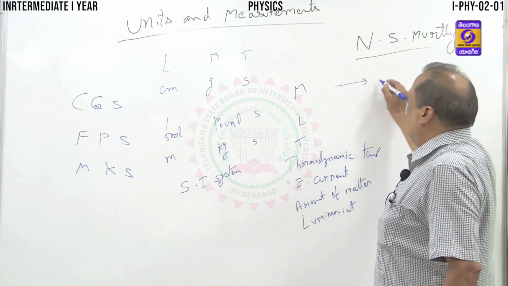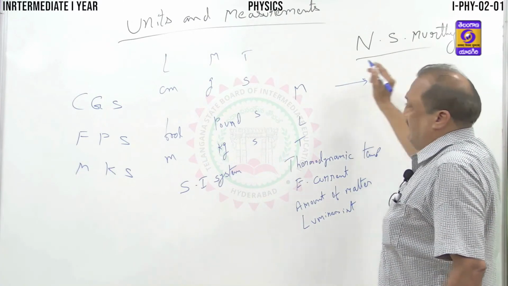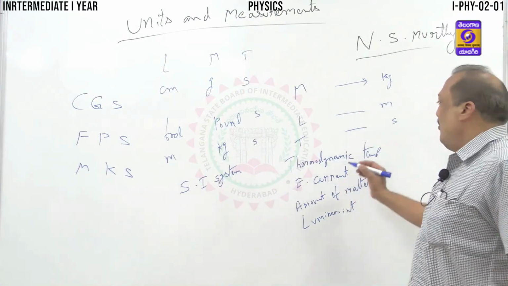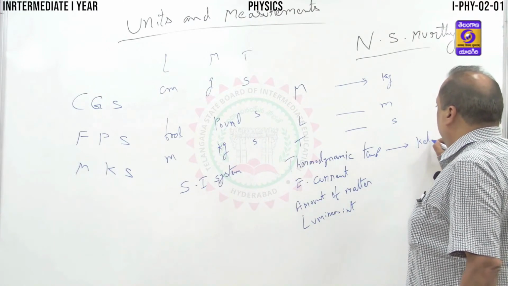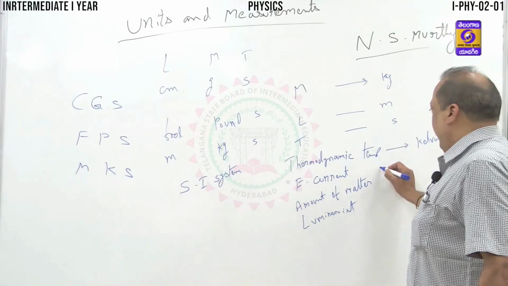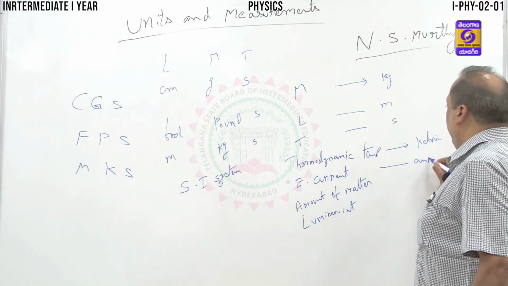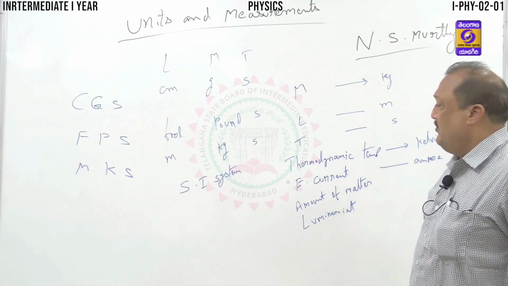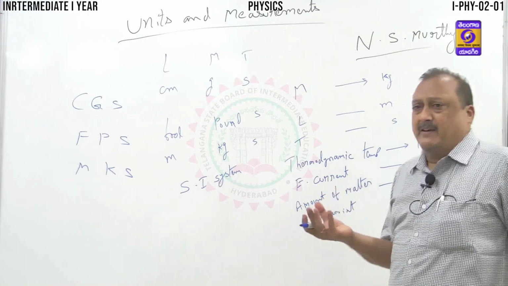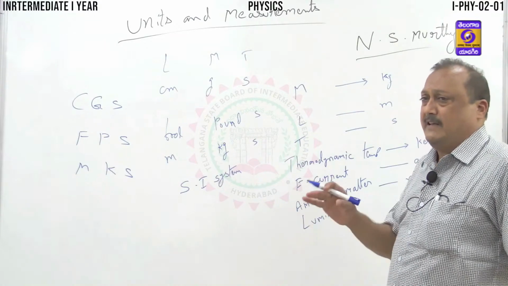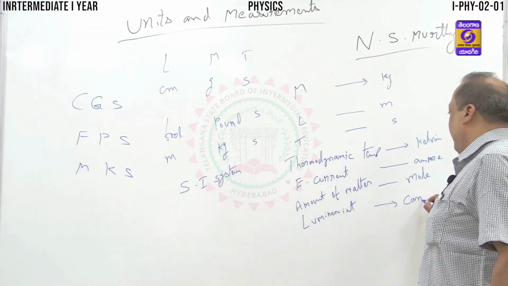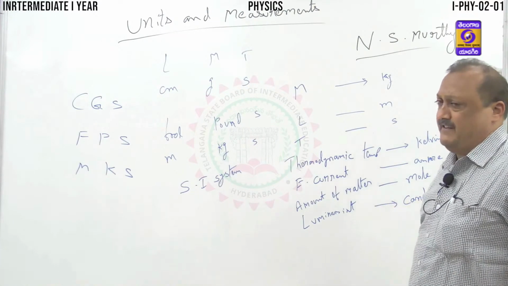Unit of mass is kg, similar to MKS system. Length unit is meter, time unit is second. Thermodynamic temperature, its unit is, we are taking a scientist's name as unit of temperature in SI system, that is Kelvin. Electric current, unit is ampere, again a scientist's name. Amount of matter, that is mole. In chemistry we measure 1 mole of nitrogen gas, 2 moles of oxygen gas, like that. Mole is the unit of amount of matter. Luminous intensity, candela is the unit of luminous intensity.